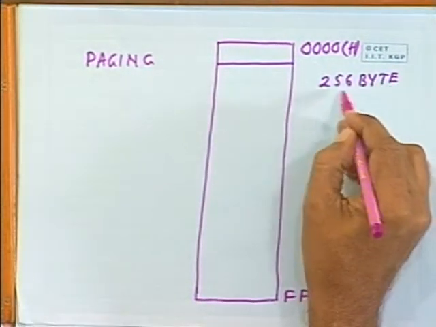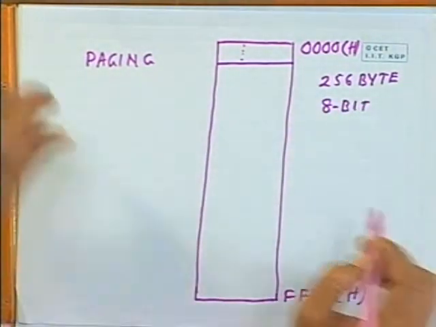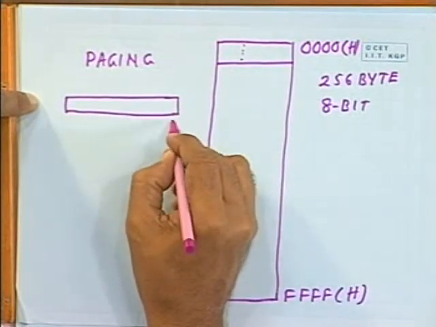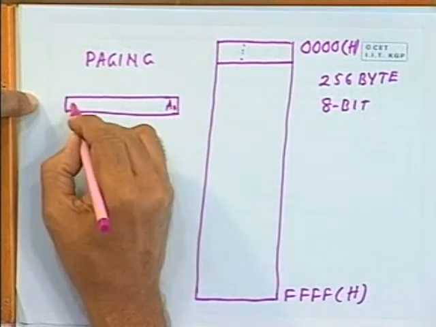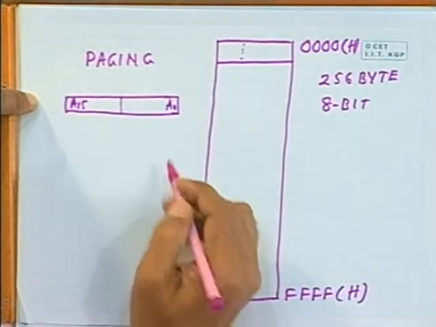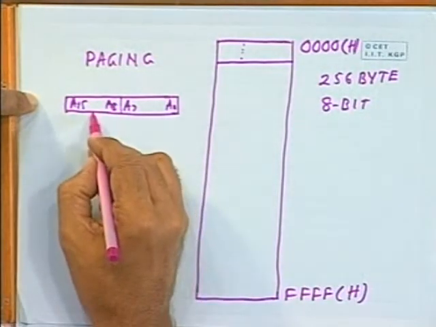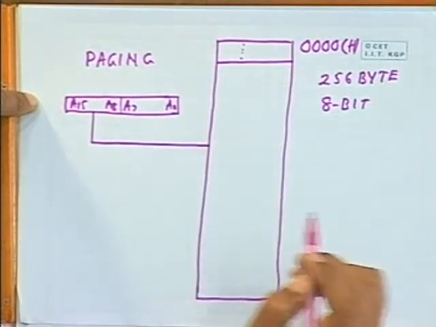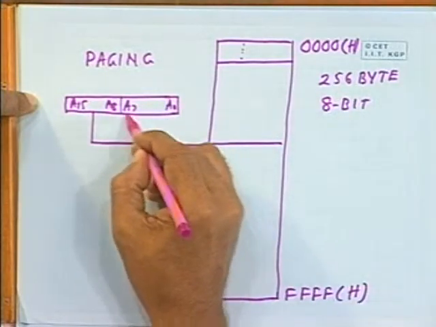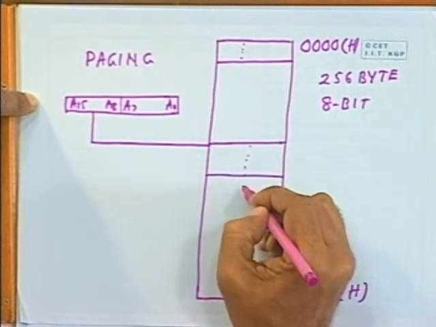So to refer to any location within that page, you require 8 bits. Suppose you have a 16-bit address, say A0 to A15. You are dividing it into two parts, A0 to A7 and A8 to A15. A8 to A15 refers to the beginning of a page, and the lower order 8 bits refer to any location within this page.